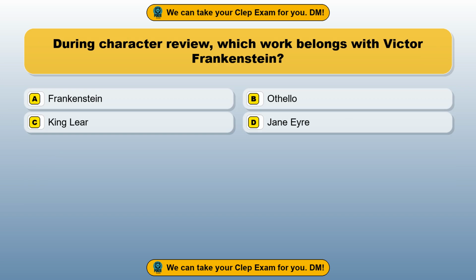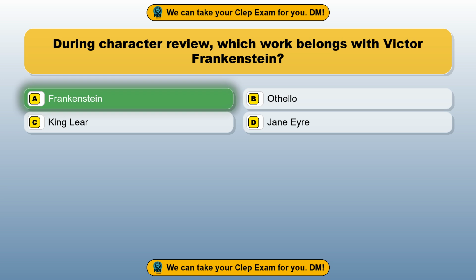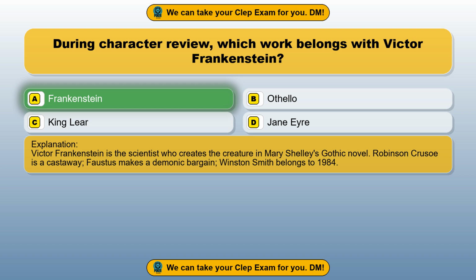Question 25. During character review, which work belongs with Victor Frankenstein? Option A, Frankenstein. Option B, Othello. Option C, King Lear. Option D, Jane Eyre. The correct answer is option A, Frankenstein. Victor Frankenstein is the scientist who creates the creature in Mary Shelley's Gothic novel. Robinson Crusoe is a castaway, Faustus makes a demonic bargain, Winston Smith belongs to 1984.